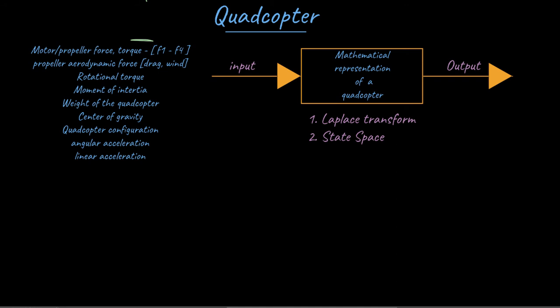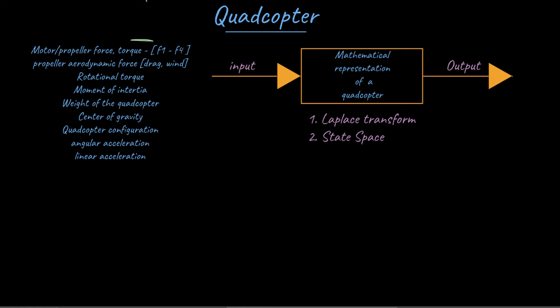You can also measure the propeller aerodynamic force. For example, the drag or the wind. If you subject the quadcopter to a lot of wind, how does it behave? How is the quadcopter able to counteract those forces? If it's not tested, then you might want to test that. You want to measure the rotational torque. You want to measure the moment of inertia, the weight of the quadcopter, and where the center of gravity is.